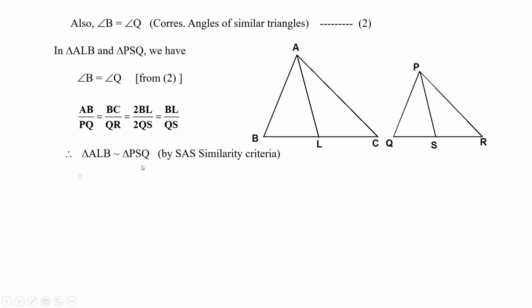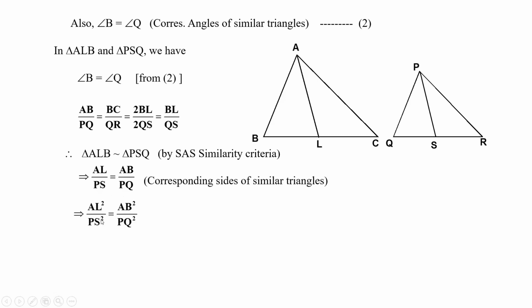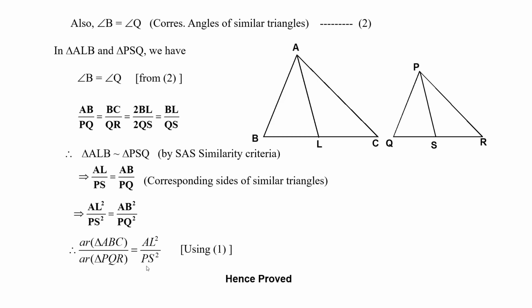So if these two triangles are similar, their corresponding sides are proportional. So AL upon PS is equal to AB upon PQ. So AB square upon PQ square के जगह पे हम लोग क्या लिख सकते हैं, AL square upon PS square, right? So from equation 1 we can replace AB square upon PQ square by AL square upon PS square. So this is the proof of this corollary part. Any doubt in this section? No, sir.